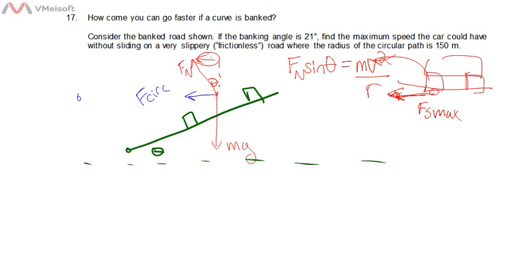Now this question is asking us, what is the maximum speed that it could go... Oop, I erased part of the car. I hope that's okay. What's the maximum speed that this boxy car could go without sliding? So we're saying Fn sine theta equals mv squared over r. It's really only this component of the normal force that's providing that net inward force. Now, what else can we know?